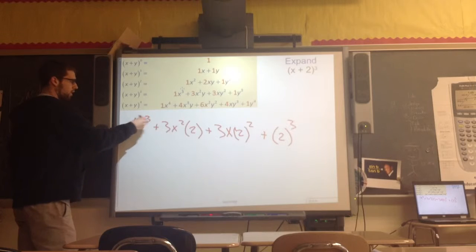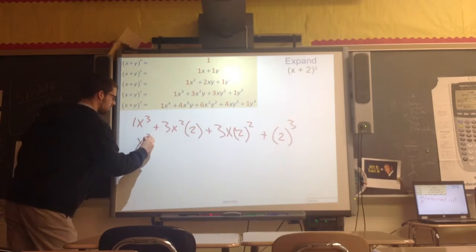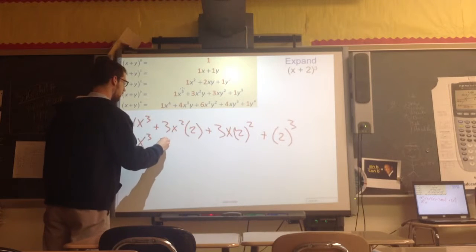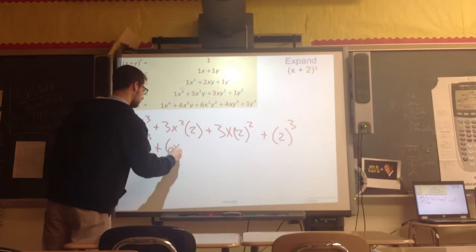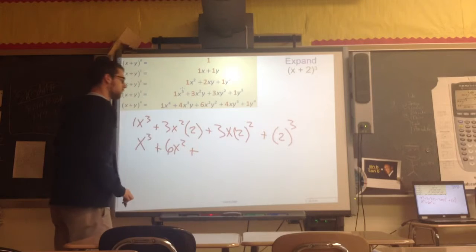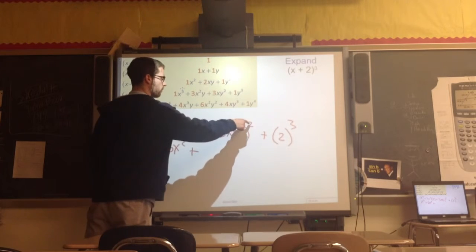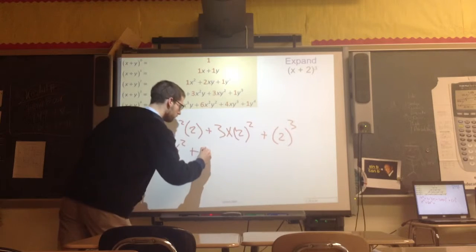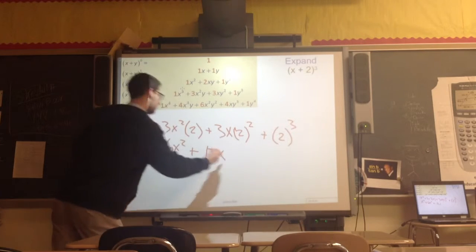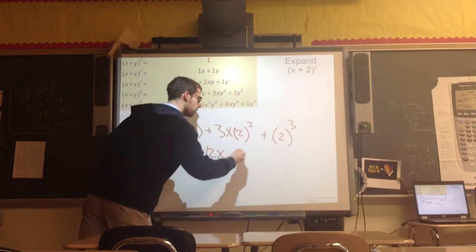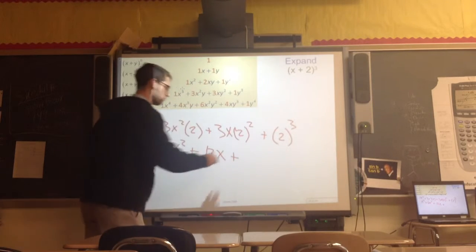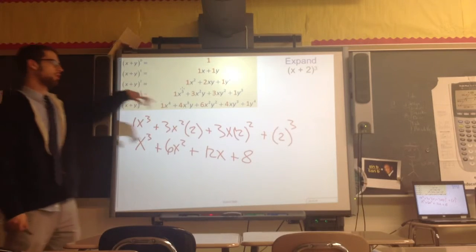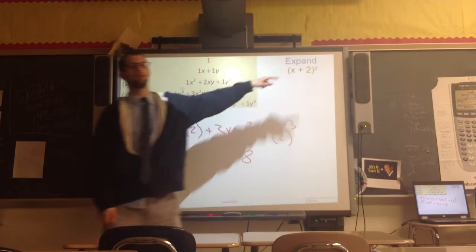Really simple. So 1x cubed, I'm just going to write that as x cubed, plus 3 times 2 is going to give me 6x squared, plus 3, well, first of all, exponents first, right? So 2 squared gives me 4, times 3 is 12x, all right, plus 2 times 2 times 2 is 8. So just like that, I've used Pascal's triangle to expand this binomial x plus 2 to the third power.